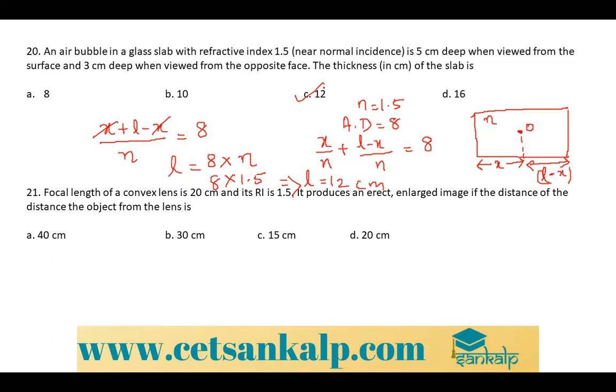Next problem, look. Focal length of a convex lens is 20 centimeter and its refractive index is 1.5. It produces an erect, enlarged image if the distance of the object from the lens is... A convex lens produces an erect, enlarged image if the object lies between the focus and pole. Only when it is between focus and pole does this kind of image come.